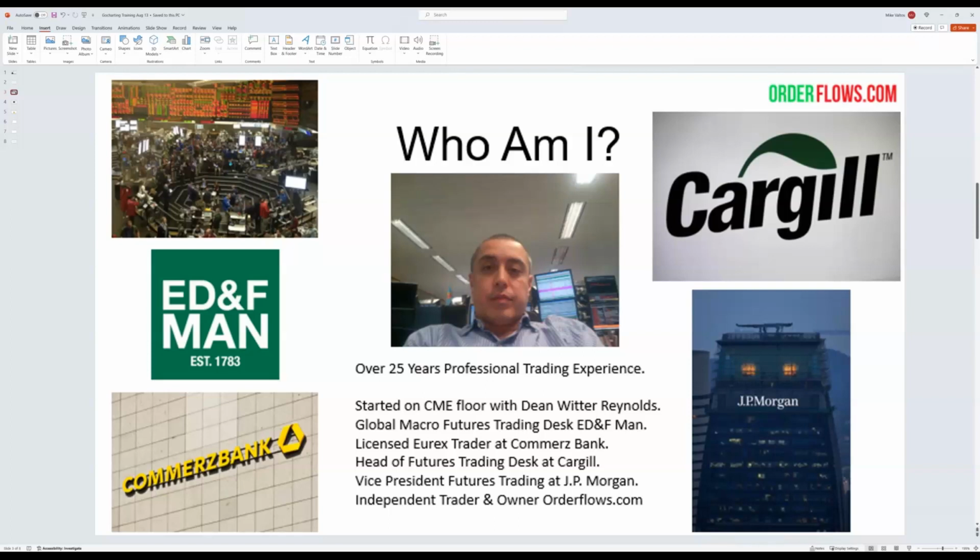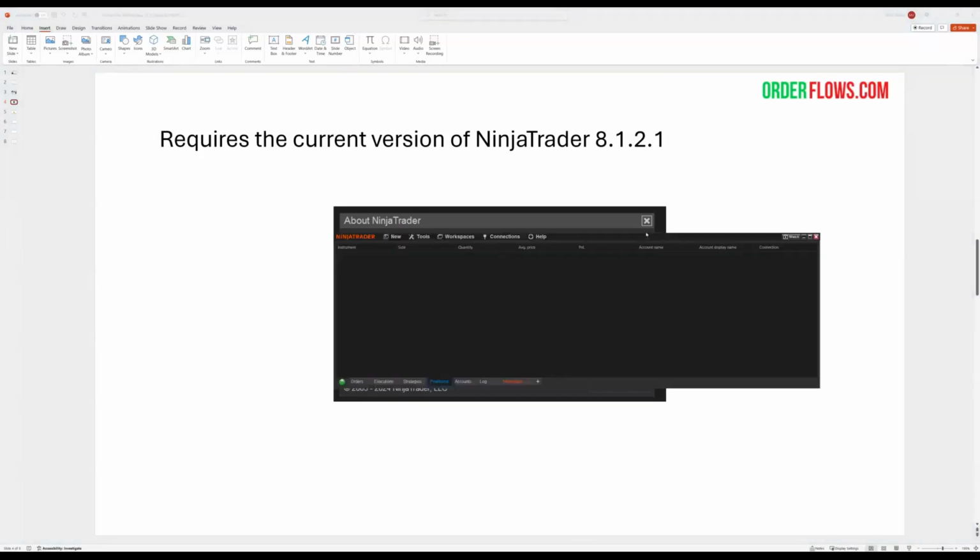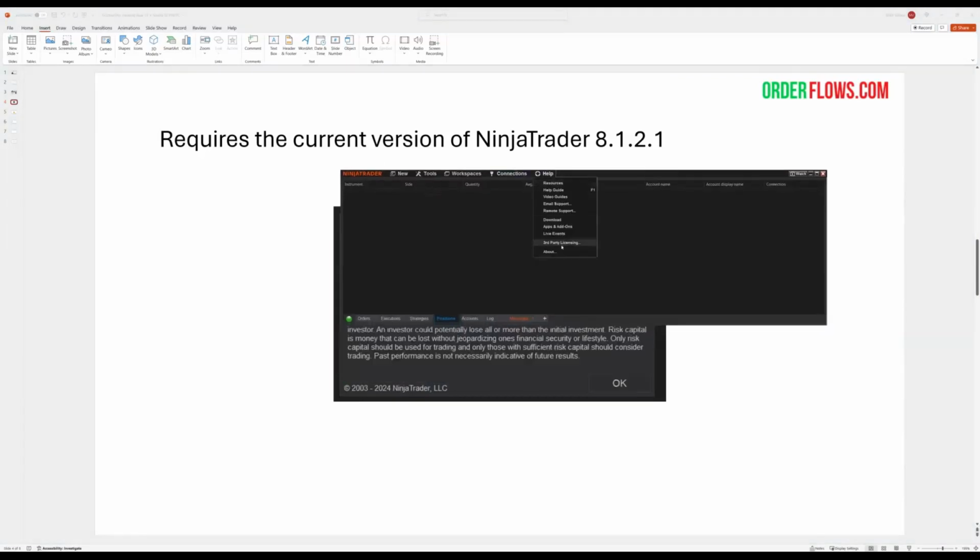Now it's 2024, almost 10 years later, and we have about 32 tools that help traders analyze the order flow. But before I get into it, if you're a NinjaTrader user, you have to be on the most recent version of NinjaTrader, which is 8.1.2.1. You can find that by going to the NinjaTrader control panel, right here, clicking on Help, and going to About.